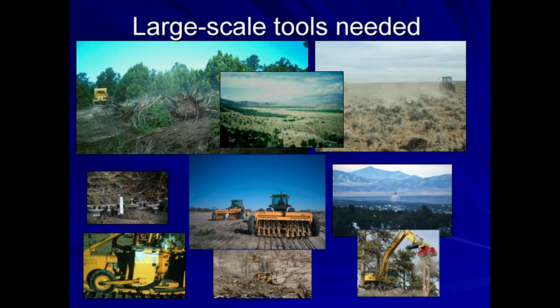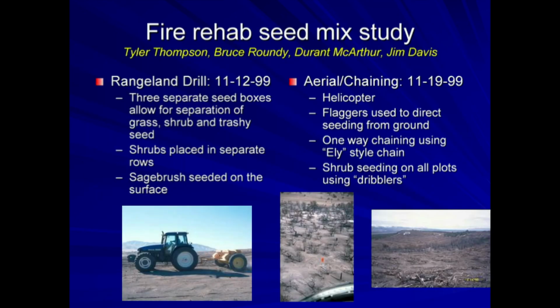Large-scale tools are needed, as we can't do ecological gardening and save the Great Basin. We can maybe have little relics left, like the Curtis Prairie, you know, back in the Midwest, but we've got to use large-scale tools. And so we've done some studies. Fire rehab is the biggest application of range seeding in the country. I mean, that's what we do. We put more seed out due to fire rehabilitation than any other reason.